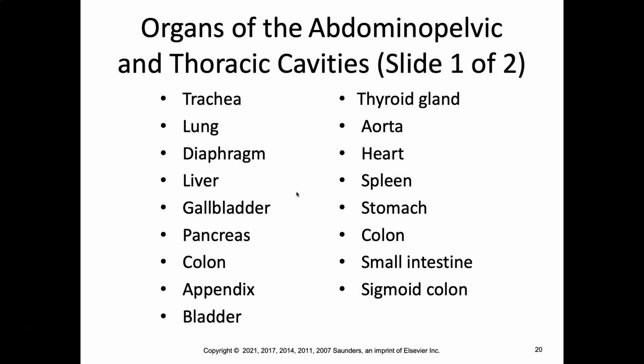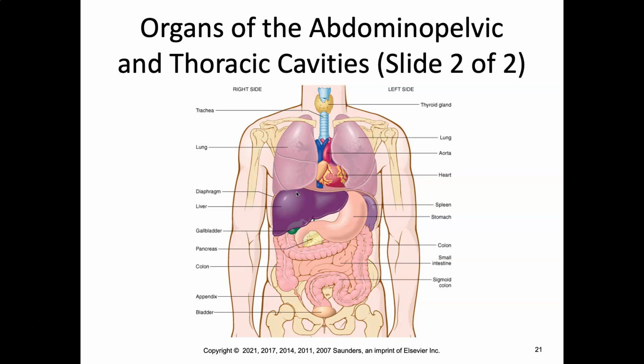All right, organs of the abdominal, pelvic, and thoracic cavities include trachea, lungs, diaphragm, liver, gallbladder, pancreas, colon, which is part of your large intestine, appendix, bladder, thyroid gland, aorta, which is the major artery that comes off the heart, spleen, stomach, small intestine, and sigmoid colon. So here we go. This shows you the organs as they are in the abdominal, pelvic, and thoracic cavities.